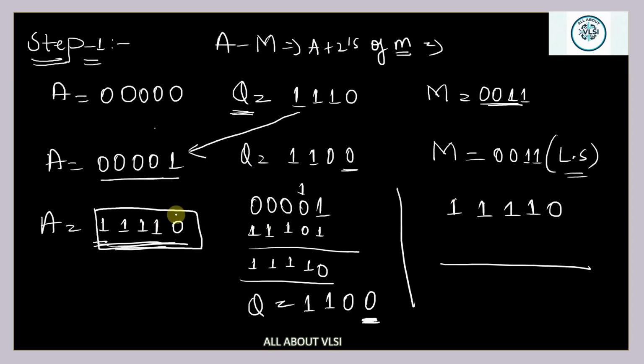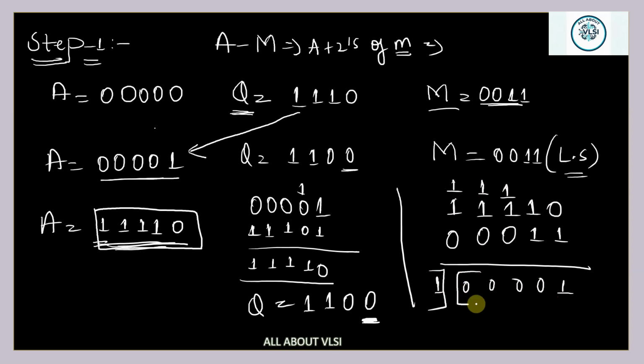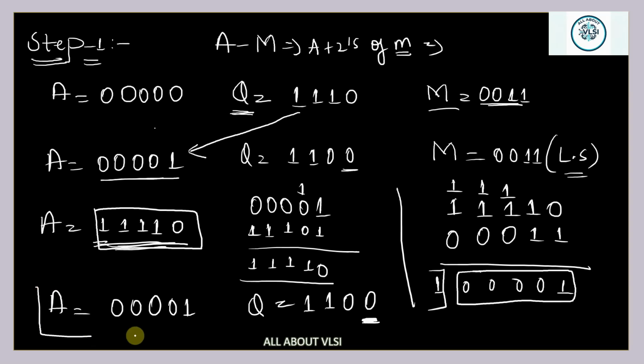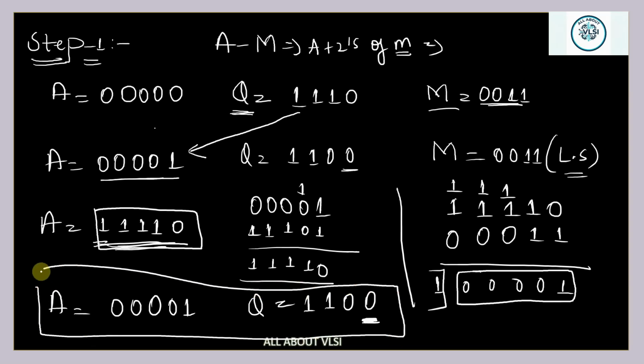I'm going to add our accumulator with my divisor value, which is 0011. So what is our result? It is 11110. We can discard this carry. So we have basically restored our accumulator value to its original form. Now the accumulator value will be updated to 00001, and the quotient value is 1100. So this is the final accumulator and quotient values after performing step number 1.